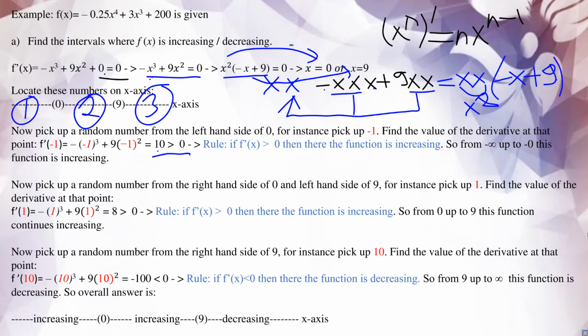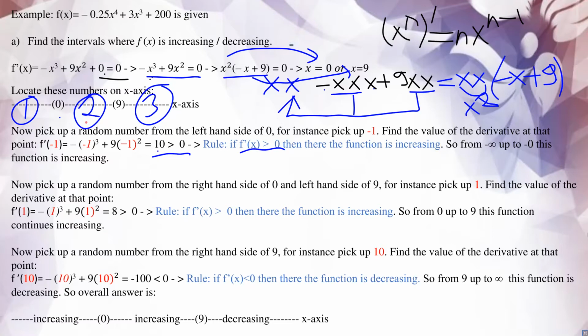So my rule in this subject at this part of the question says, if the derivative is greater than 0, then the function is increasing. So from -infinity up to 0, this function is increasing, because this line starts at -infinity. There is no end of it at this side. And up to 0, this function is increasing, because the derivative there is greater than 0. I will do exactly the same things 2 more times at the second interval and the third interval.